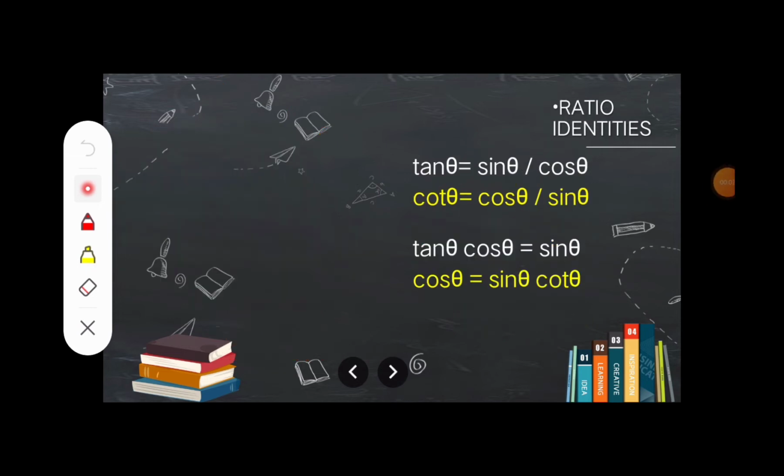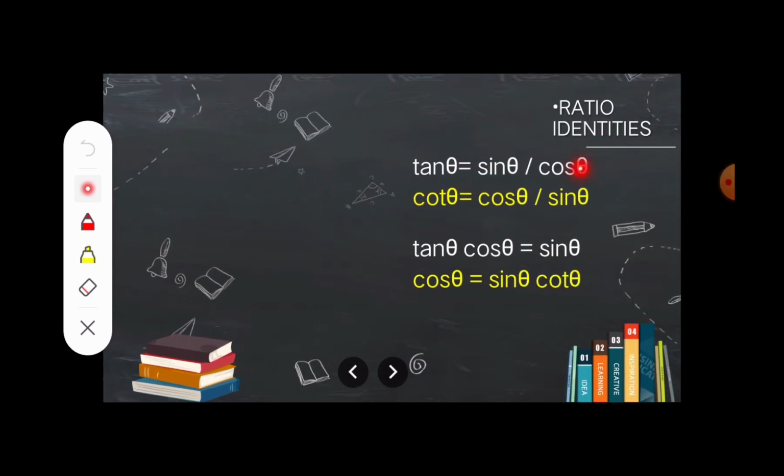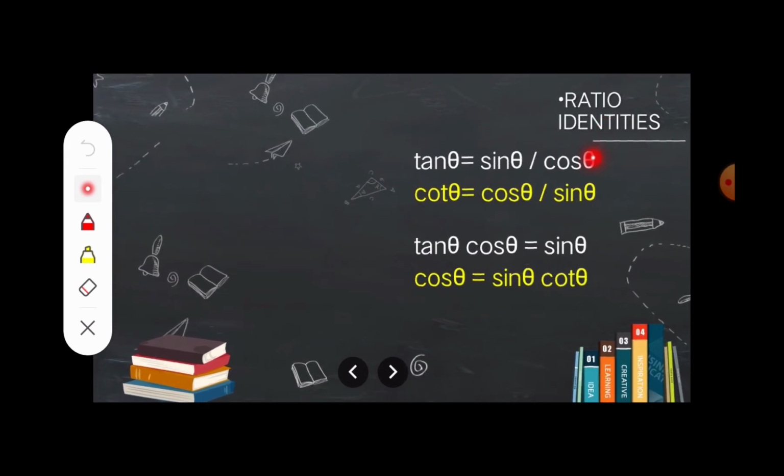So another is the ratio identity. We have tangent theta is equal to sine theta all over cosine theta. We also have cotangent theta is equal to cosine theta all over sine theta. So going back to our ratio identities, from this we can derive another identity. Cross multiply. So we have tangent theta times cosine theta is equal to sine theta. Same case, cross multiply. Cosine theta is equal to sine theta over cotangent theta.